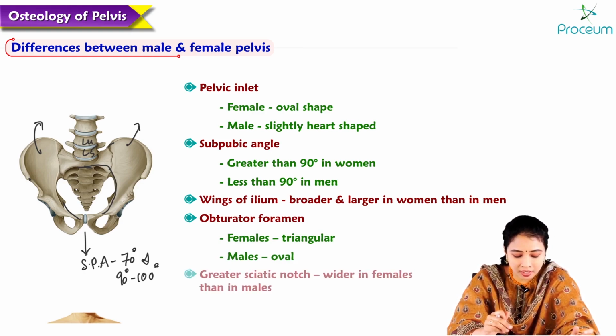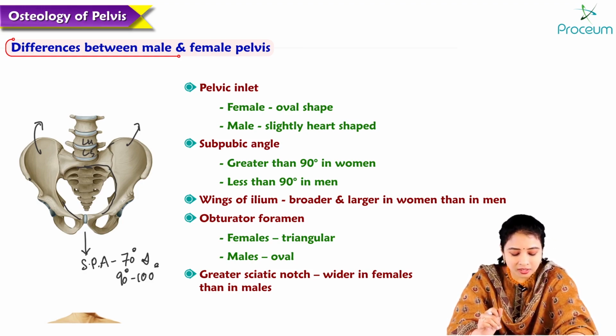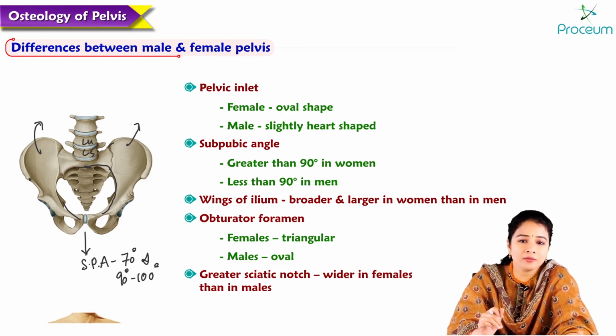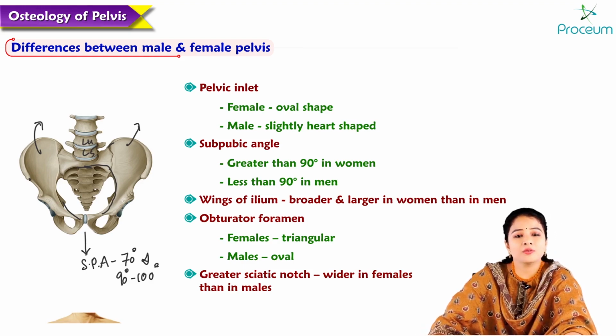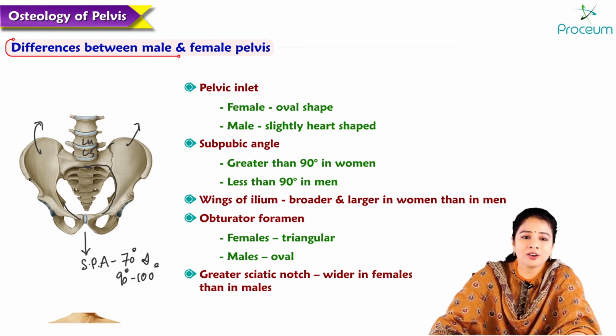And even the greater sciatic notch and lesser sciatic notch, especially the greater sciatic notch, appear more widened in women than in men. So these are a few differences by which we can differentiate male pelvis from female pelvis. So with this I complete the osteology of pelvis.